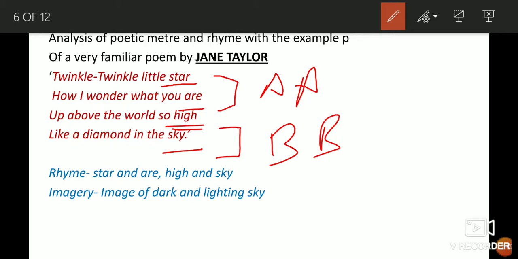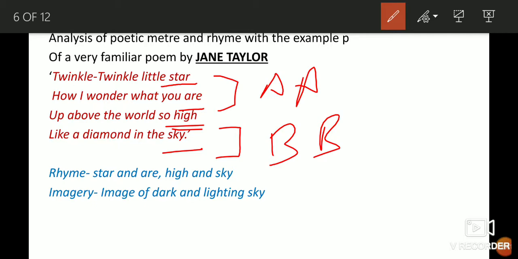When you produce the words star and are, they have the same kind of sound generating from your throat. Okay, try producing these words: star, repeat star, are, high, sky. You may feel the same kind of sound. Okay, so try practicing it. And this is the rhyme.